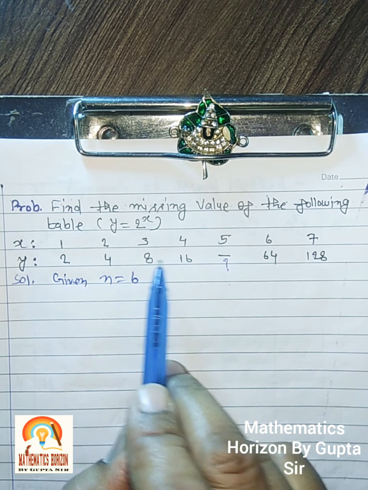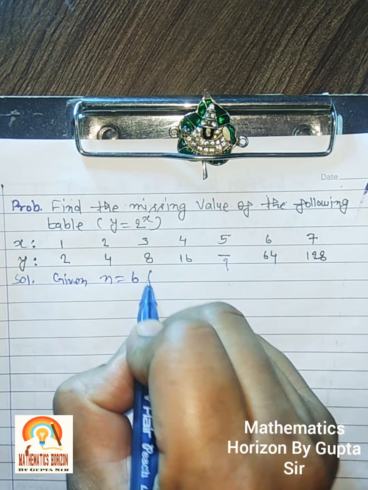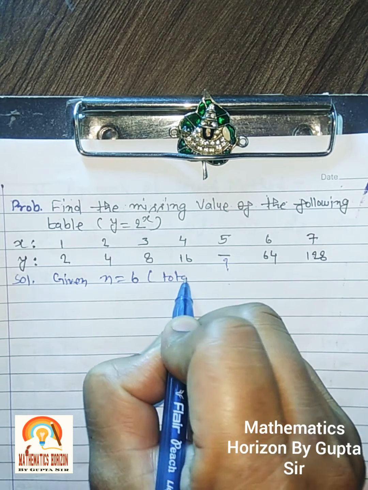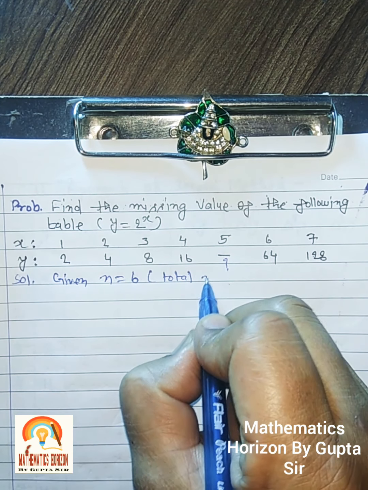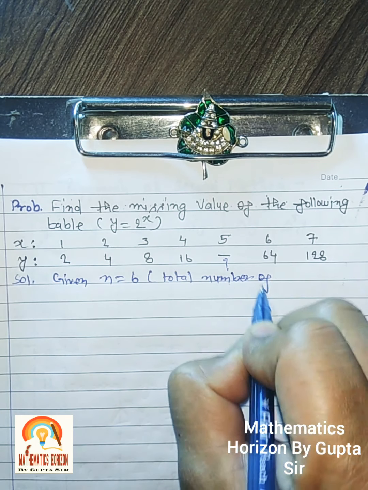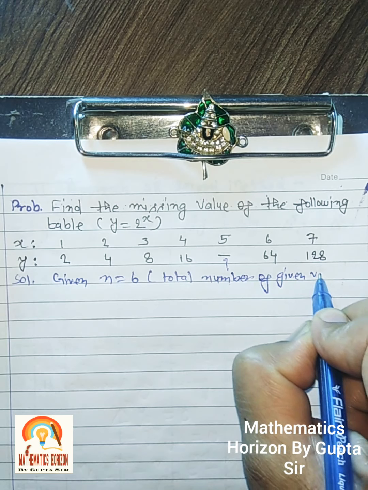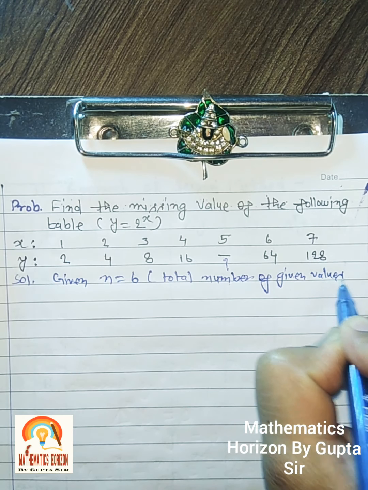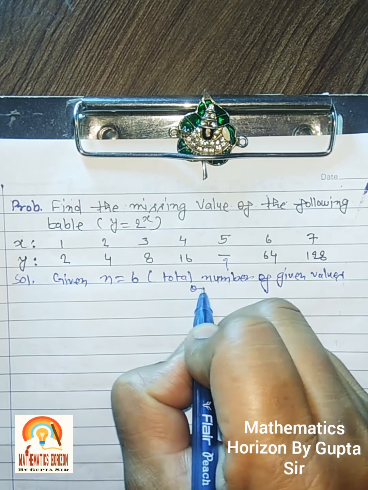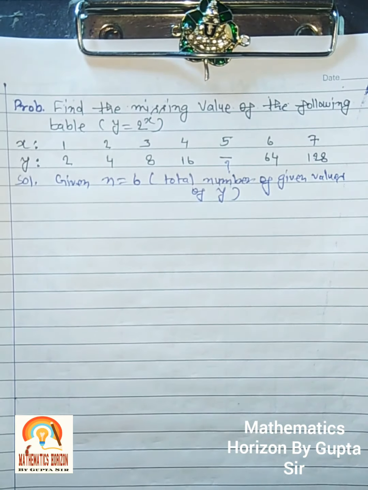1, 2, 3, 4, 5, 6. Total 6 values are given. That is the total number of given values of y. These are the total given values.